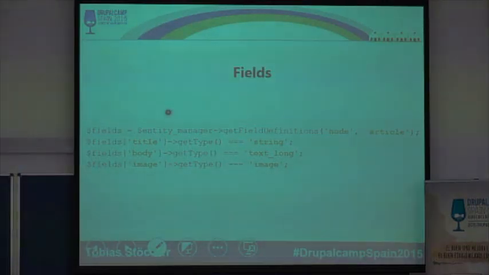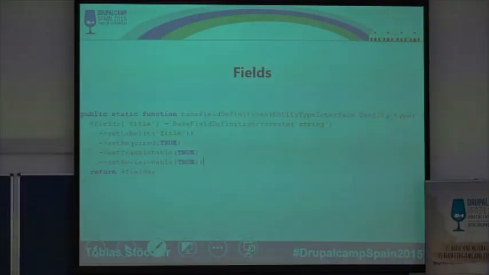So how does this information get into the system? Each entity type can declare its fields in a specific method. This method is on the entity class. So this is in the node class that we saw earlier. There's actually a base field definitions method, and it returns a list of field definitions. And so here you can see that the title field is created as a string field. So this is sort of where the field type comes into play.